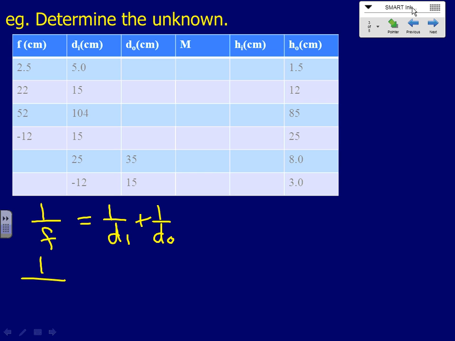1 over 2.5 equals 1 over 5.0. Oops, sorry. Oh, are you kidding me? I've put them down as di's. I wanted them to be do's. There's my first screw up.